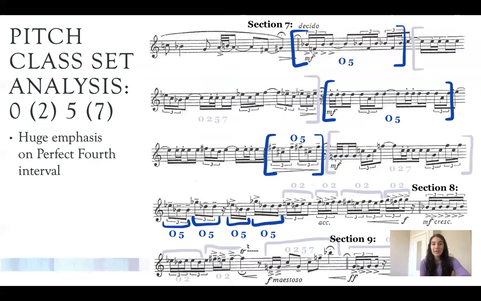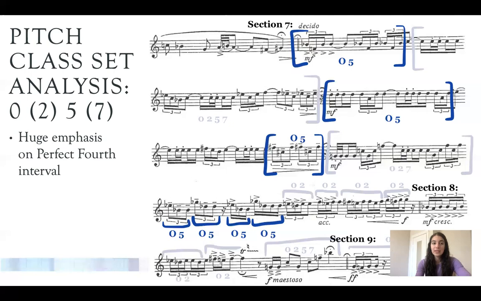So this section of the piece, the Deciso, is really interesting to look at using pitch class sets. The first thing that stands out here is this motif of perfect fourths, which makes sense considering the fanfare-like nature of this section. I've labeled in the darker blue all of the instances of just fourths here, and these are the pitch class set 0, 5.